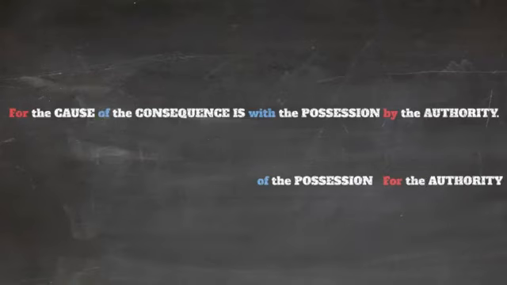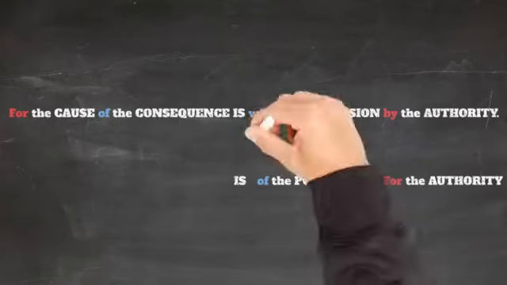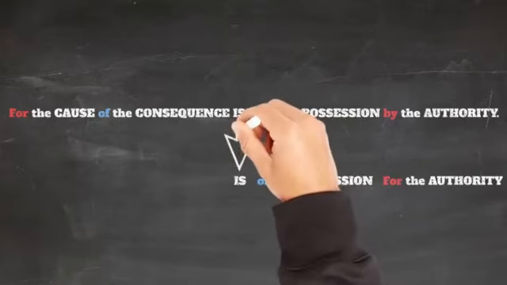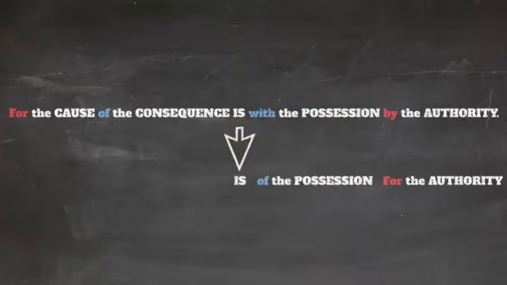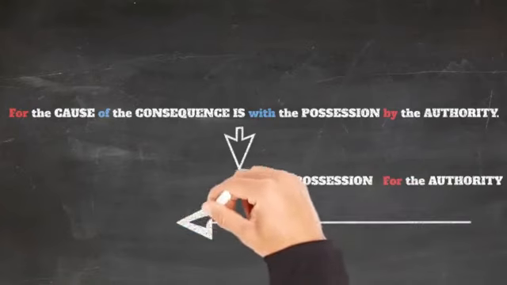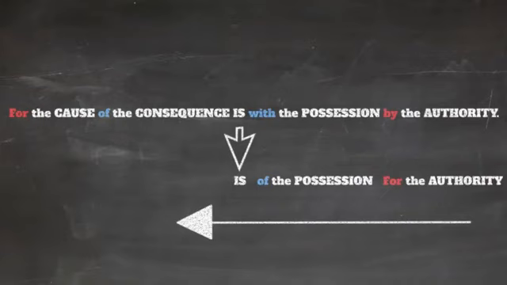So after the cause and consequence, the verb of the volition is placed because the verb is cause and consequence. We can't have cause and consequence without thinking. For the authority, of the possession, is.